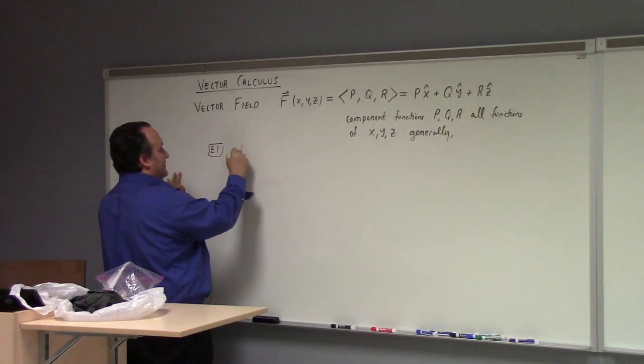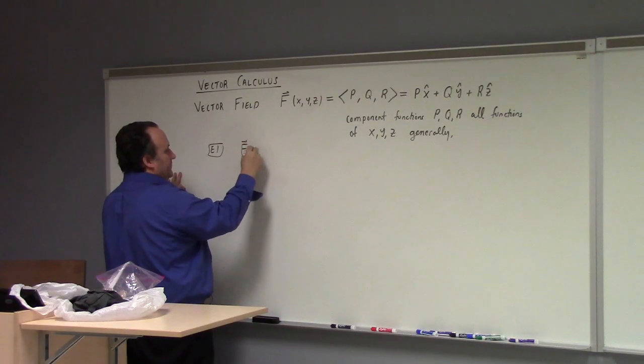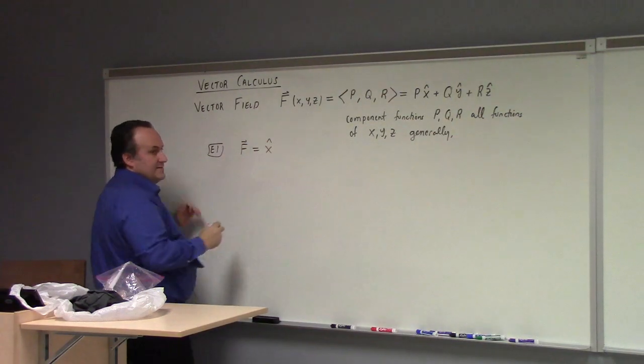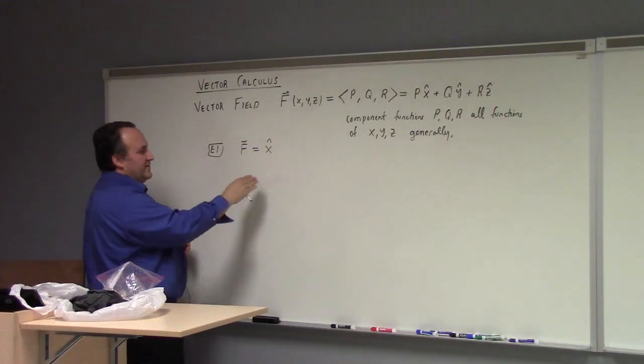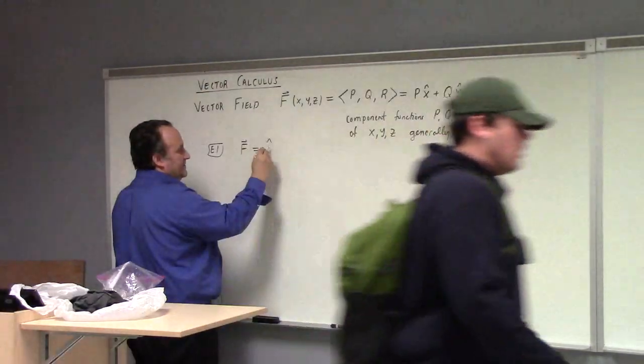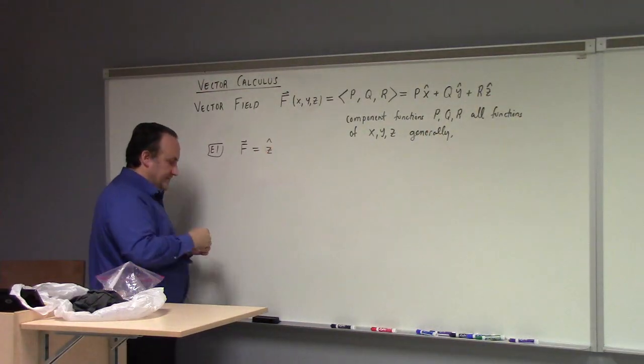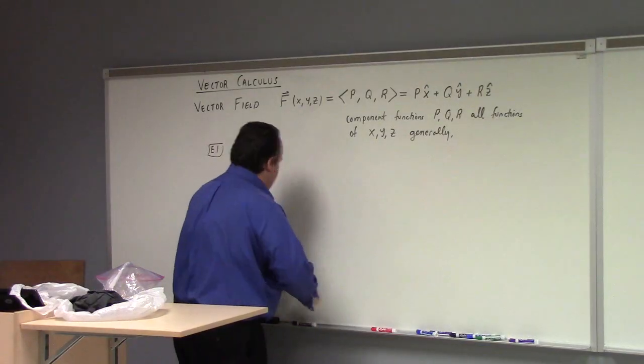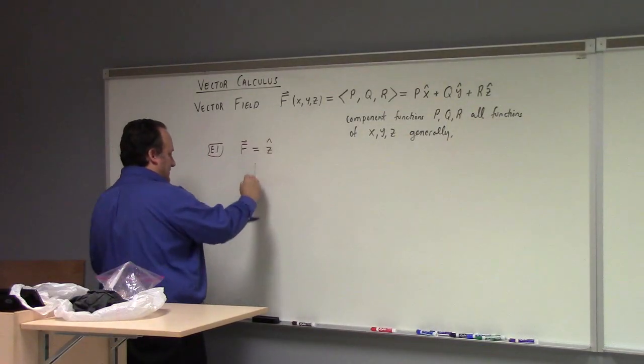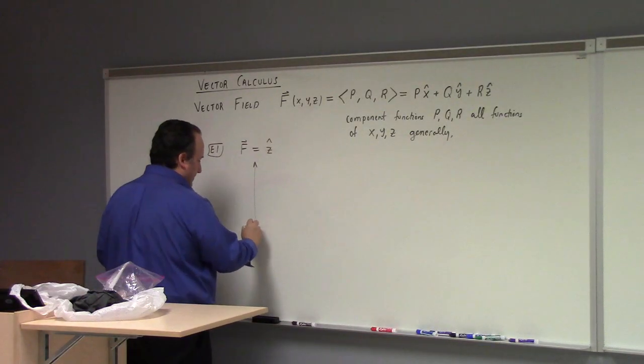You could just have the vector field F equals x hat. Actually, x hat is hard for me to draw. Let me do z hat instead. That one's easier. So that's a kind of boring vector field. That's a constant vector field.